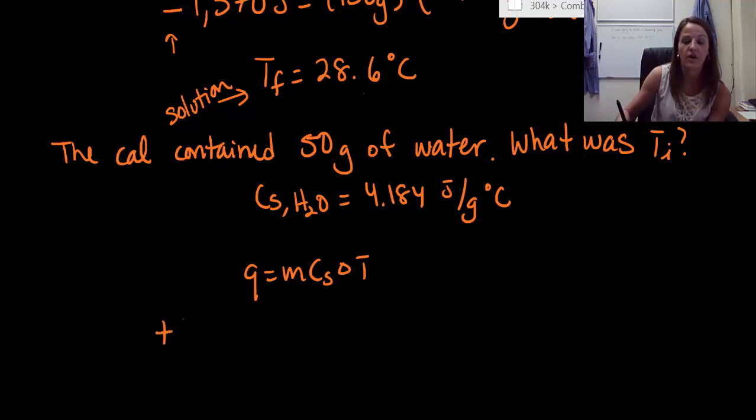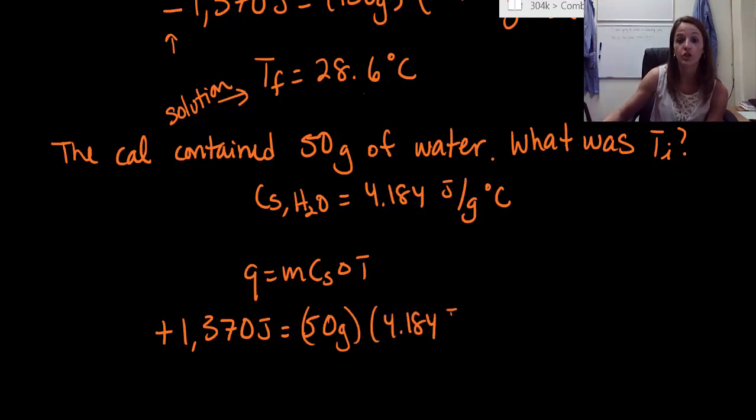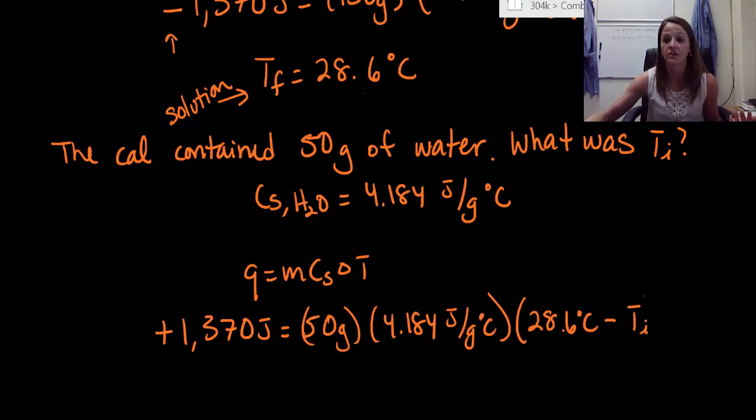So positive 1,370 joules of energy for our heat. Mass of water is 50 grams. Specific heat of water is 4.184 joules per gram degrees Celsius. And now we're trying to determine our initial temperature. So our final temperature was given to us. Well, we actually just solved for that, 28.6 degrees Celsius minus our initial temperature.